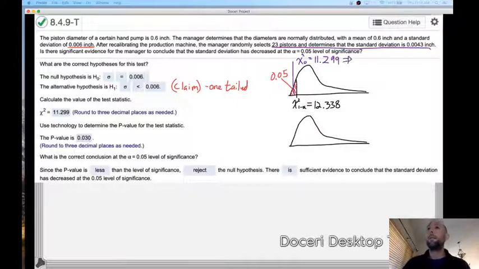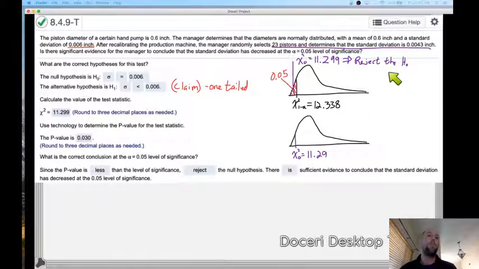We've got our chi-square value equal to that 11.299. And we see here that since it's in the critical region, we are going to reject the null hypothesis. Since our claim was the alternate hypothesis, and we are rejecting the null, we have sufficient evidence to support this claim that the standard deviation has decreased at this level of significance.